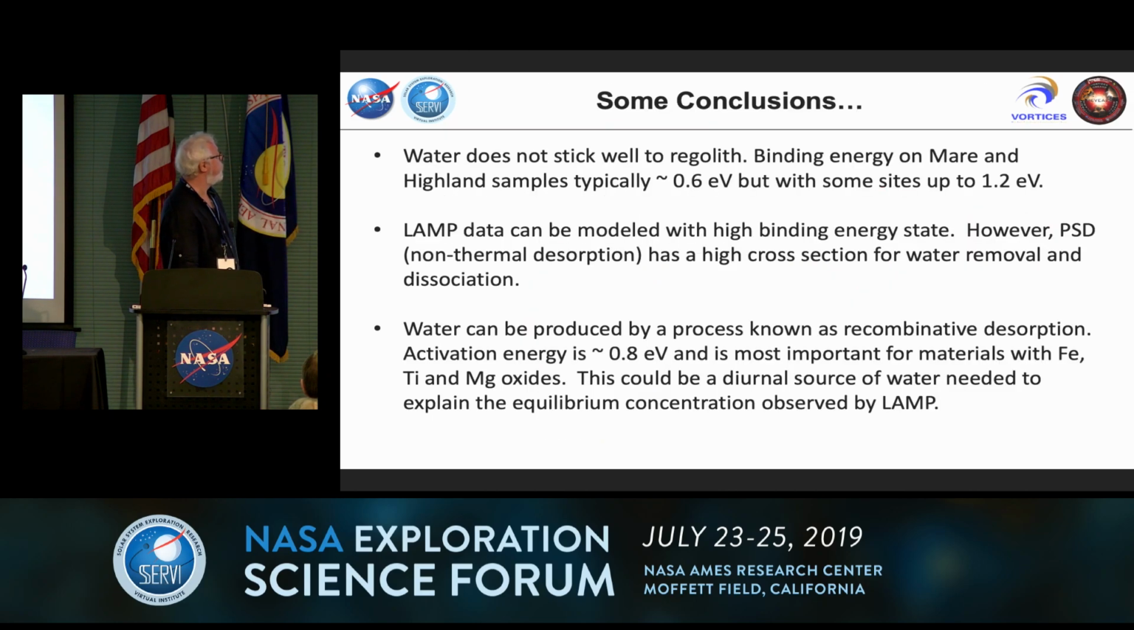And with that, I'm going to be on time and leave three conclusions. That water in general doesn't like to stick to the regolith. It's roughly a binding energy of 0.6 eV, but there are some sites that go all the way out to 1.2 eV. Those are the ones we need to fit the data that Amanda had. The LAMP data can be modeled very well with those, but if we pay attention to PSD, which is non-thermal desorption, we have a high cross-section. We therefore need another source term, and I would put forward that one of these source terms could in fact be recombinative desorption. And that I will end. On time.